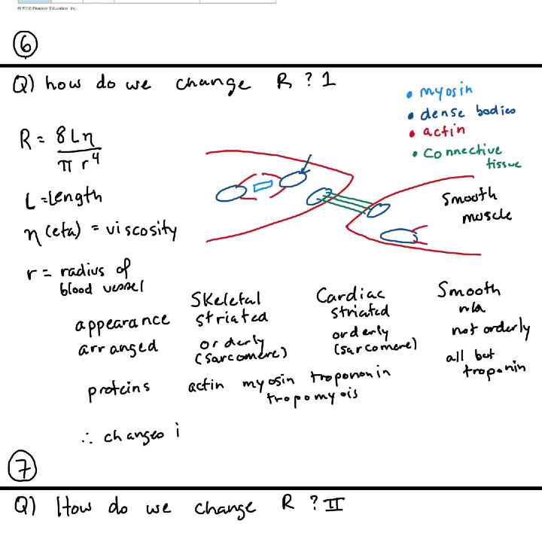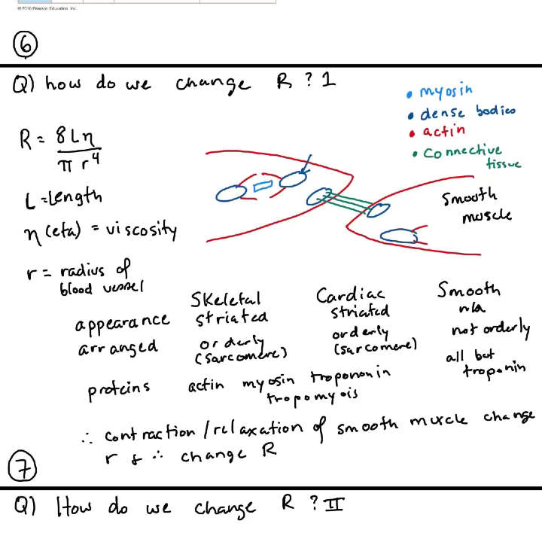changes or contractions, contraction, relaxation of smooth muscle change the radius of an arteriole, and therefore, that's what the dots represent, change R. But again, make sure that we are thinking about this the right way.